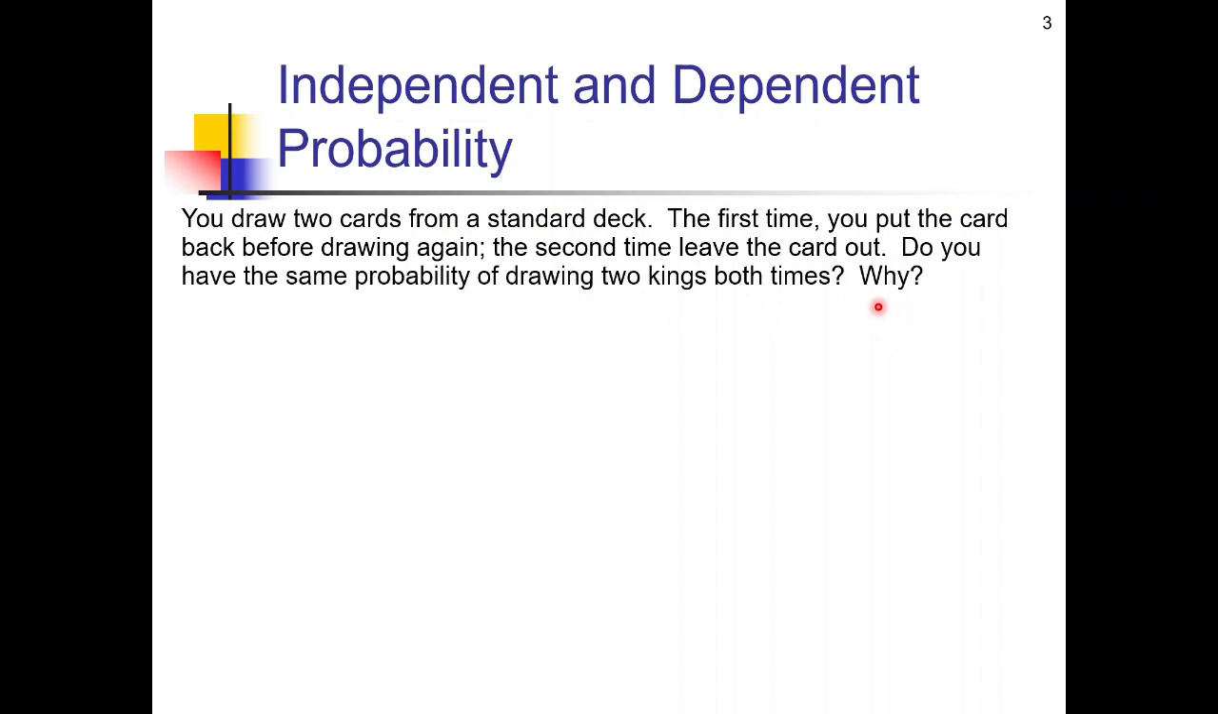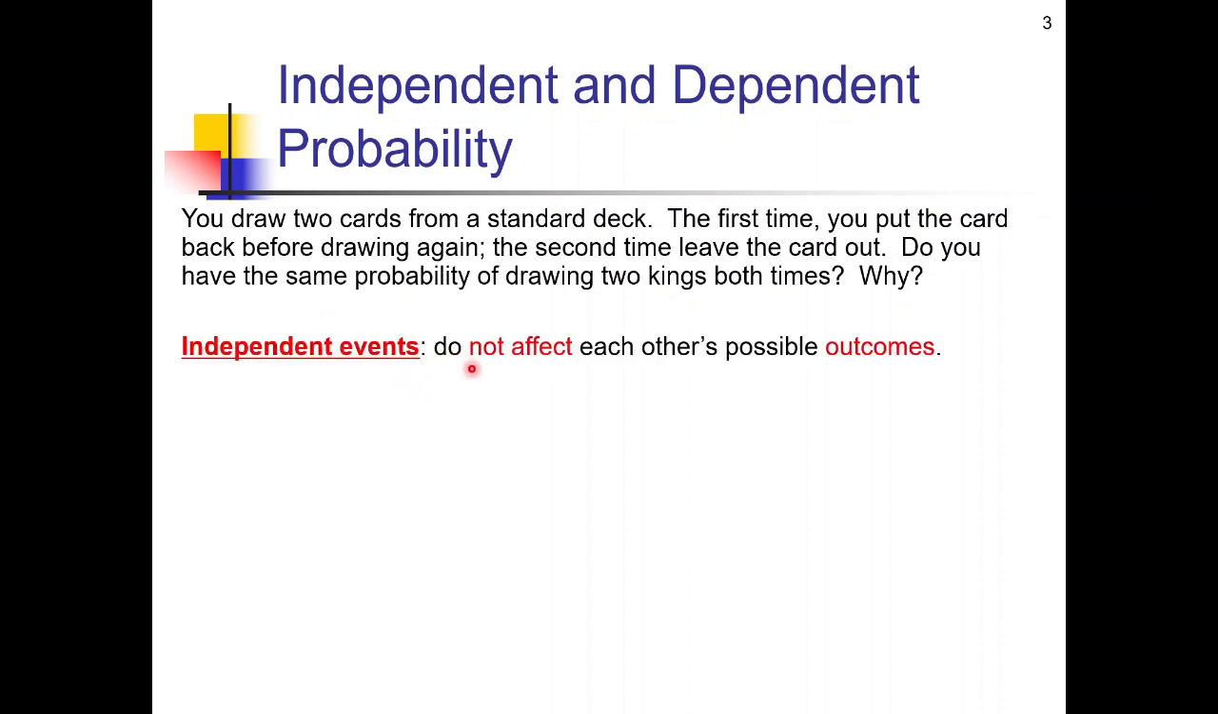Why or why not? Alright, so if you pondered this a bit, you probably realize that if you put the card back in, you're kind of starting over. So you have the same probability for drawing each king, whereas if you leave the card out, that changes that second probability because now there's fewer cards in general and specifically fewer kings. So these two different situations highlight the difference between what are called independent and dependent events.